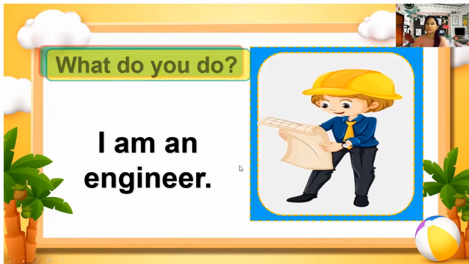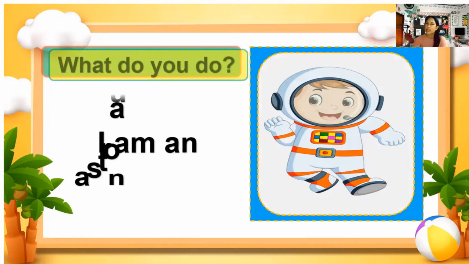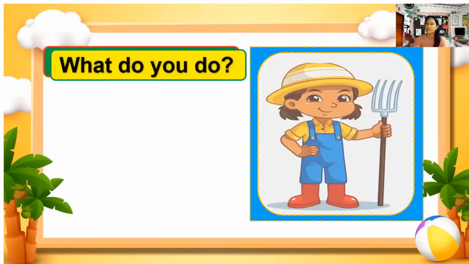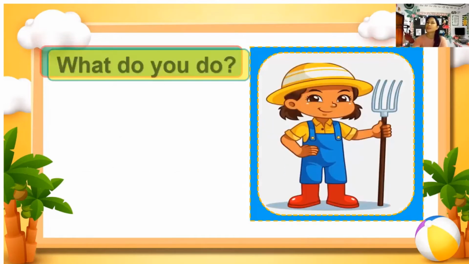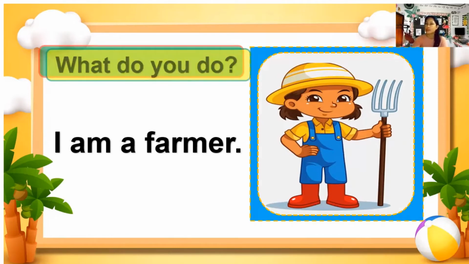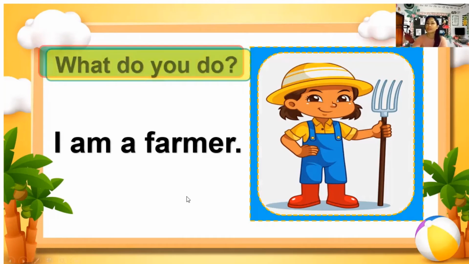So let's keep moving. What do you do? I am an astronaut. Okay, the beginning letter of the word astronaut is A. So we will use again the article AN. Let's continue. What do you do? Answer, I am a farmer. See that? Because I told you, when the noun starts with A, E, I, O, U, we will use AN. But this time, it's not A, E, I, O, U, it's an F. So we are going to use the article A. A farmer. Let's keep moving.